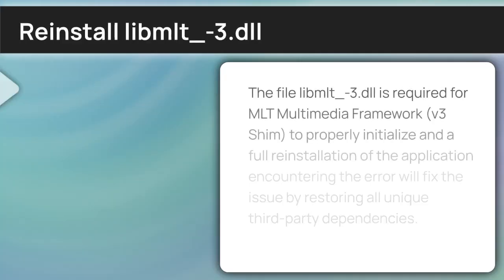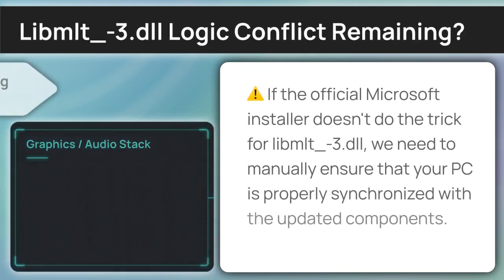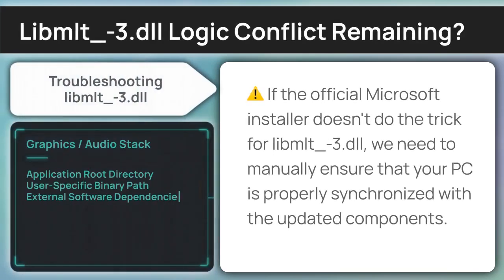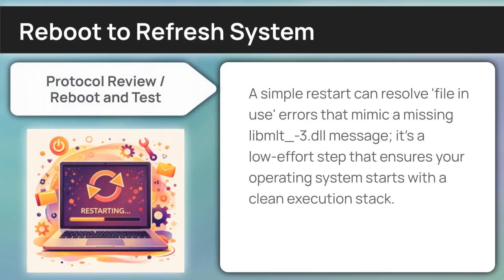This is an OS-level file error that requires a system integrity scan. Open command prompt as an administrator and run sfc /scannow to allow Windows to verify its core files and automatically restore the DLL. In cases where the official installer remains ineffective, we must escalate to a manual review of your system's active runtime state. A standard restart allows the Windows bootloader to rescan your system directories and potentially recognize an unregistered libmlt version 3 component.